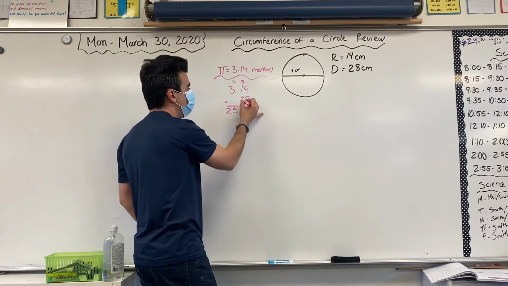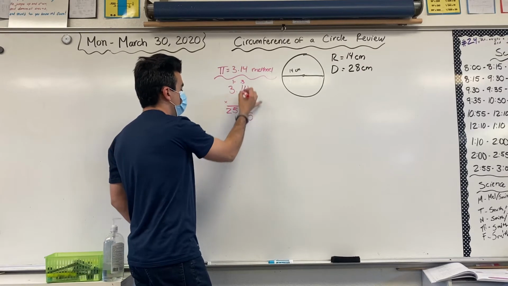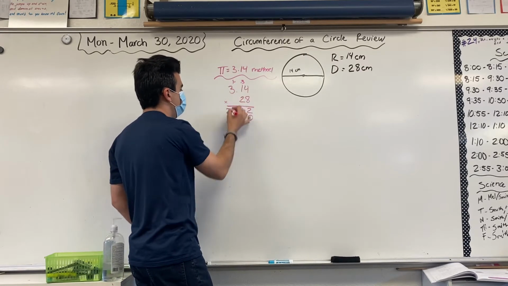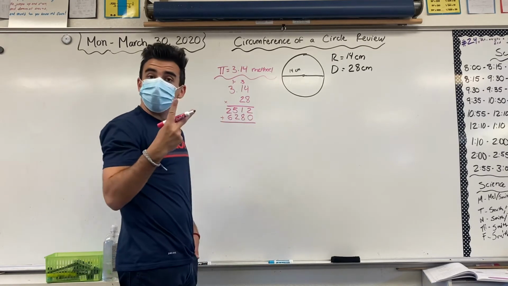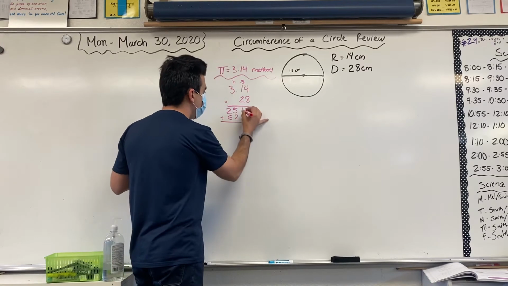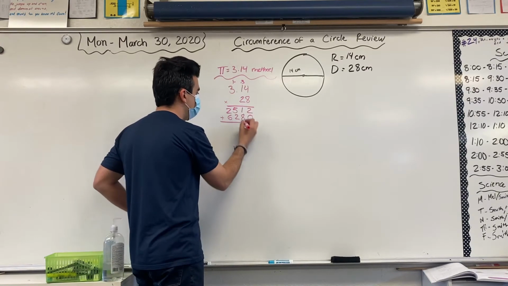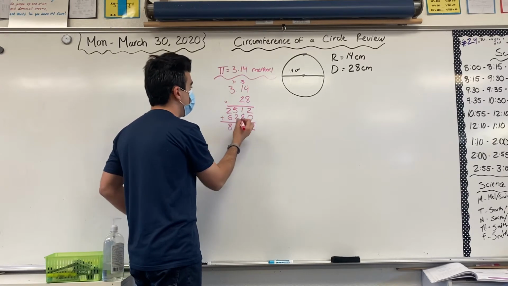We're in the tens place now. 2 times 4 is 8. 2 times 1 is 2. And 2 times 3 is 6. I'm going to add them all up together because now I have two partial products to find my product. 2 plus 0 is 2. 1 plus 8 is 9. 5 plus 2 is 7. And 2 plus 6 is 8.